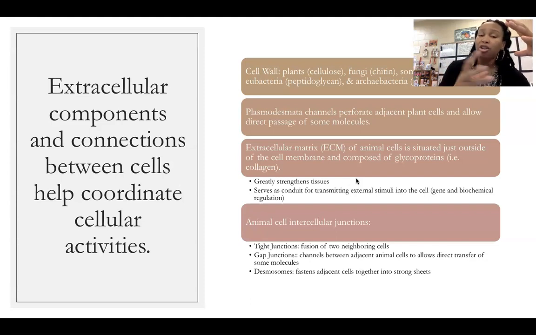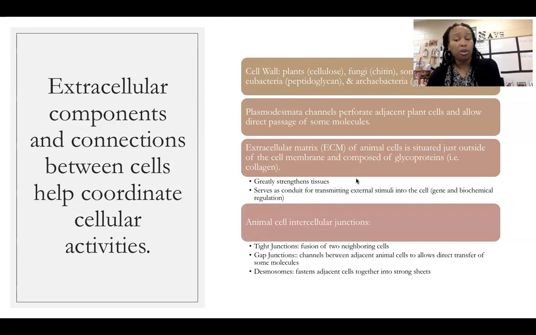So on the inside, you're going to have your intermediate filaments, which is basically holding up, if you think of it like a wall, from the inside, that one side of your phospholipid bilayer. Then on the outside it is being held by the extracellular matrix. So you have an internal and an external force that is helping to maintain the shape of that cell. Your extracellular matrix is important because it greatly strengthens tissues and it helps to transmit external stimuli between cells, which is good in gene and biochemical regulation.